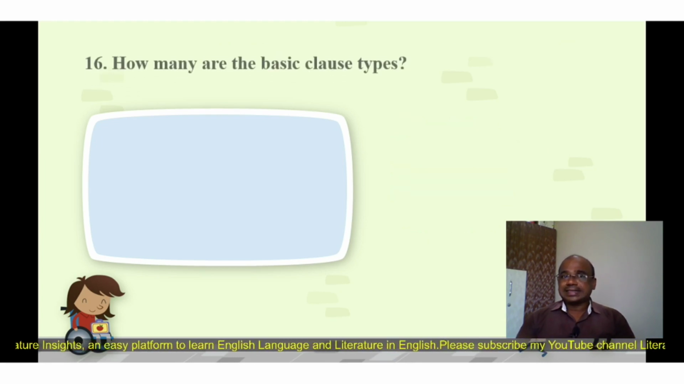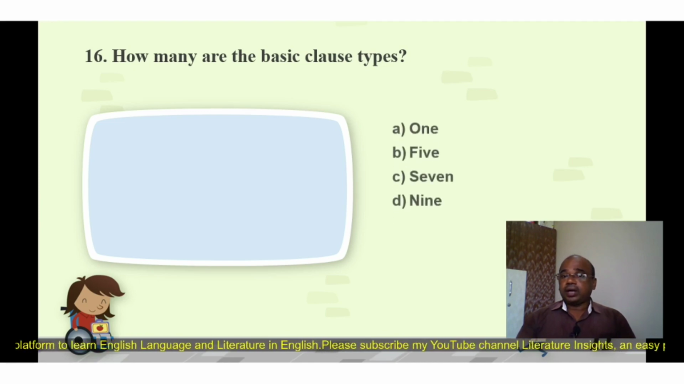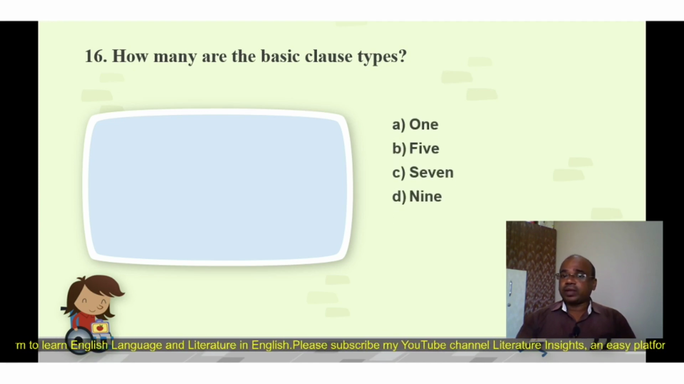Then question number 16. How many are the basic clause types? How many are the basic clause types in grammar? And here four options. A, 1, B, 5, C, 7, D, 9. And the correct option is C, 7. There are basic 7 clause types in grammar.